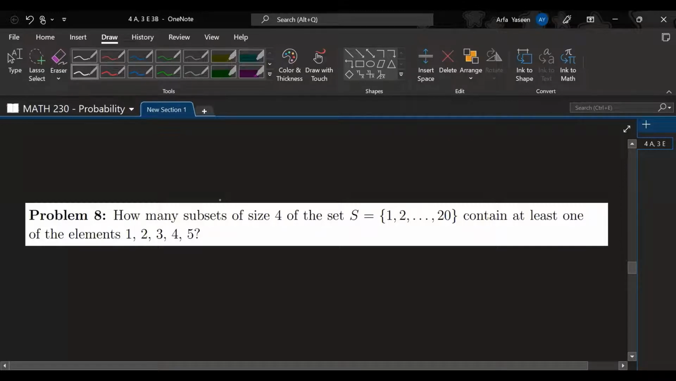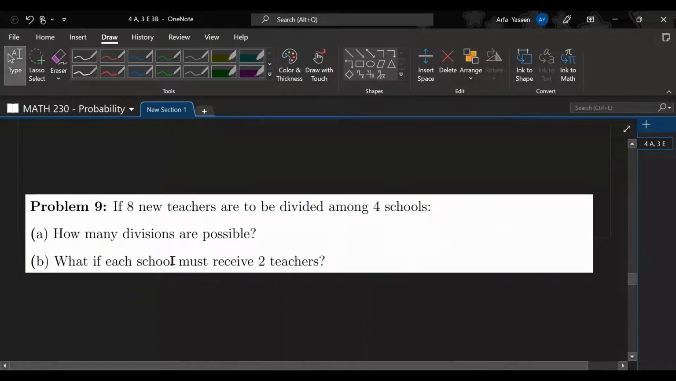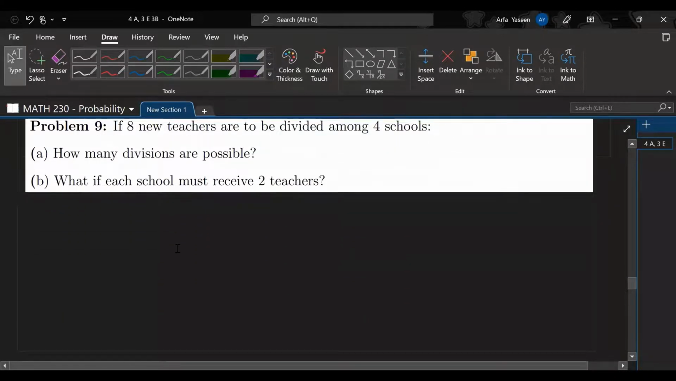I'll just tell you guys the concept for this one. Use the complementary rule in this question, otherwise it'll take all day to solve. First you select all cases: from the 20 elements, you have to choose 4, and then you subtract the case where none of these elements are considered in the subset. This is not interesting.